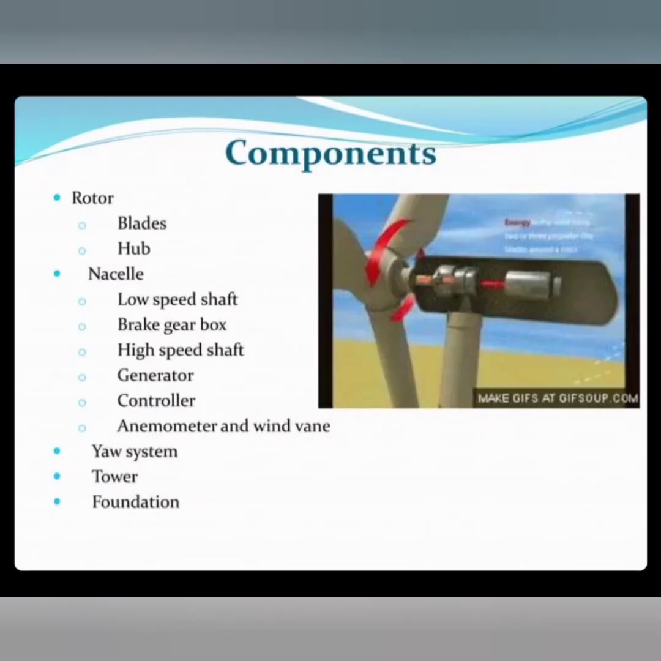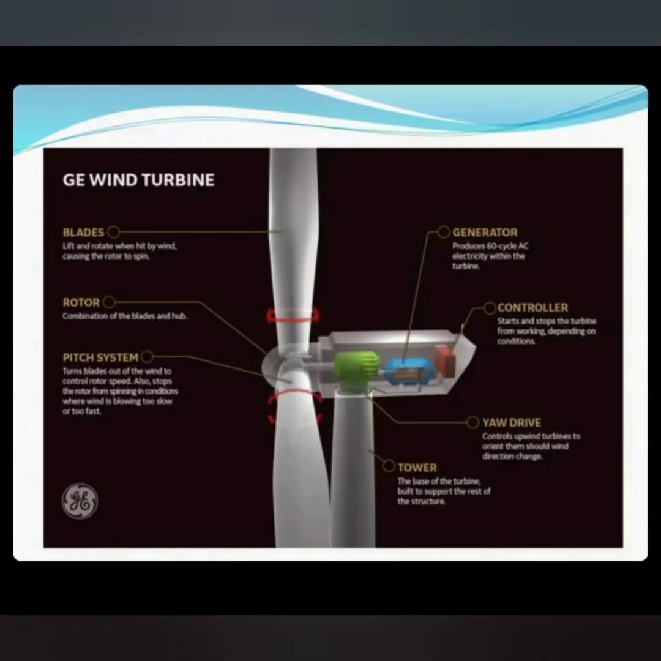Components. Rotor. The rotor mainly consists of blades and a hub. The nacelle protects the low speed shaft, brake, gearbox, high speed shaft, generator, controller, anemometer with wind vane, and yaw system, followed by the tower and foundation. This is the picture of the wind turbine. It consists of blade, rotor, pitch system, generator, controller, yaw drive, and tower.